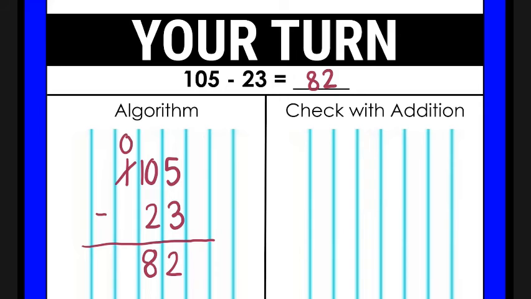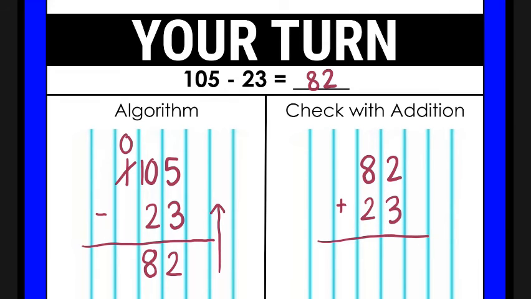Now check this answer with me with addition. So remember, I'm going to start at the bottom and make my subtraction problem using the numbers going up. So I'm going to start with 82 and add my other part to that, 23. And if we get it correct, hopefully our answer is 105.